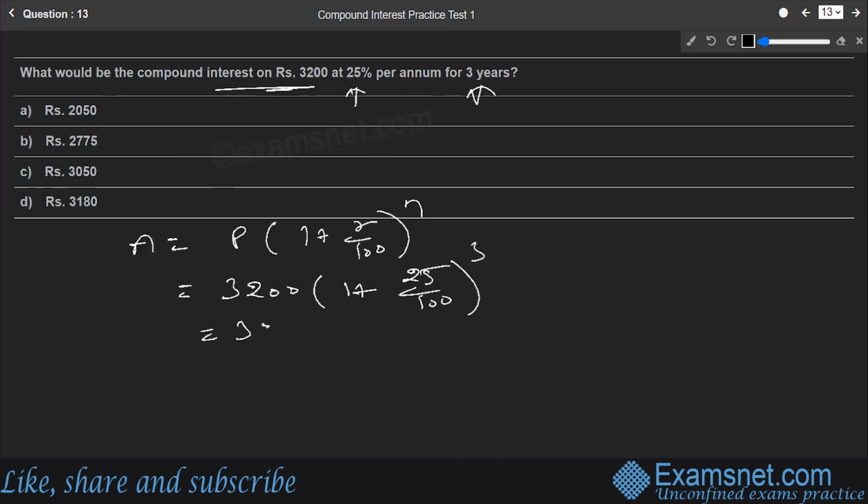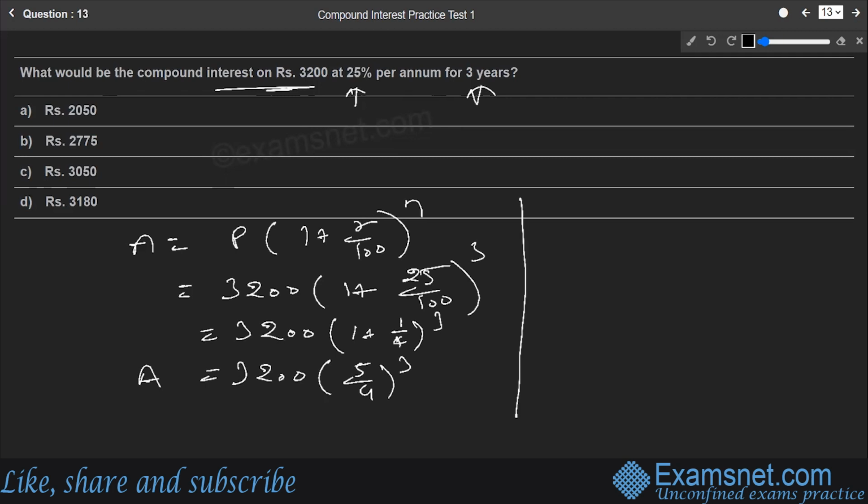If we solve this further, this comes out to be 3,200 into (1 plus 1 by 4) to the power 3, which is nothing but 3,200 into (5 by 4) to the power 3. So this will be the amount value. We can solve this till the last also, but we are supposed to find the compound interest, so we are not interested in the amount anymore.